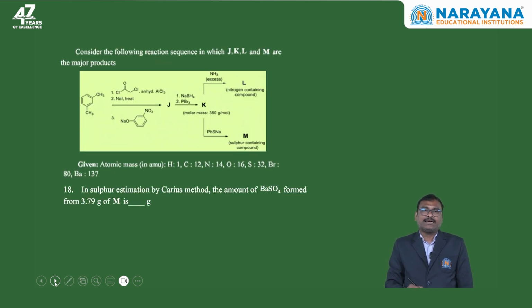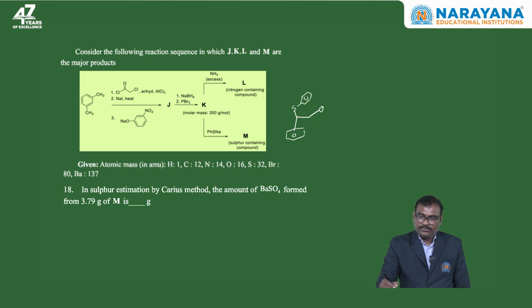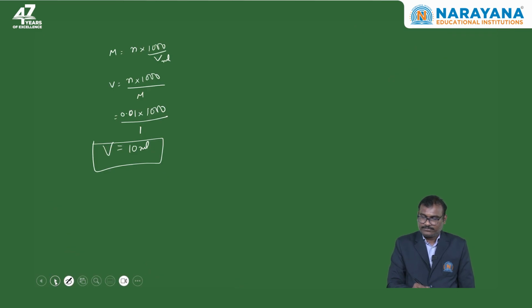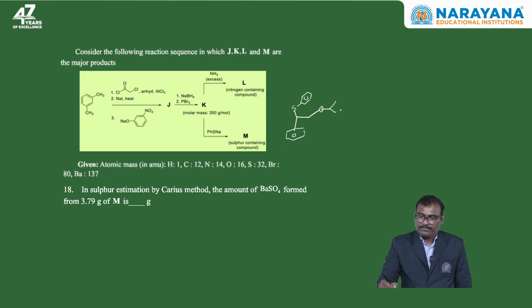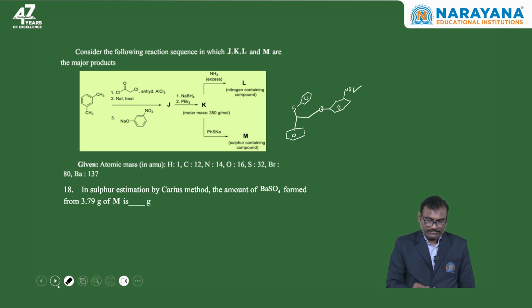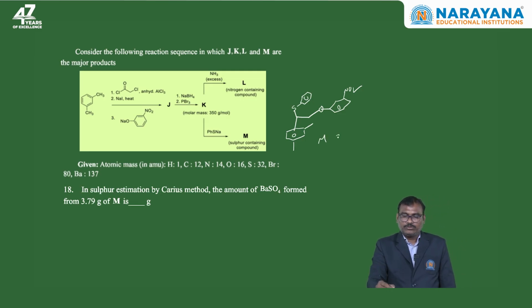In the sulfur estimation by Carius method, the amount of barium sulfate formed from M. Just now we got the M value. What is M? We got S, benzene, O, yes or no? Metanitro, sorry. And this is the compound M, whose molecular weight we already know, that is 380.